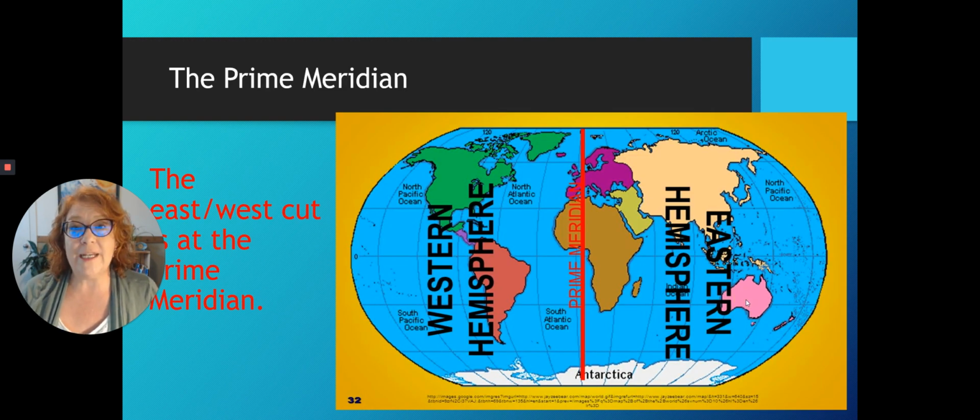Now, if we were going to cut the Earth into east and west, so that we have a western hemisphere and an eastern hemisphere, then we divide it along the prime meridian. Now, I know that you guys have labeled your maps with the equator and the prime meridian already. This is one of the main things that the prime meridian is used for. So we can divide the eastern and the western hemispheres.